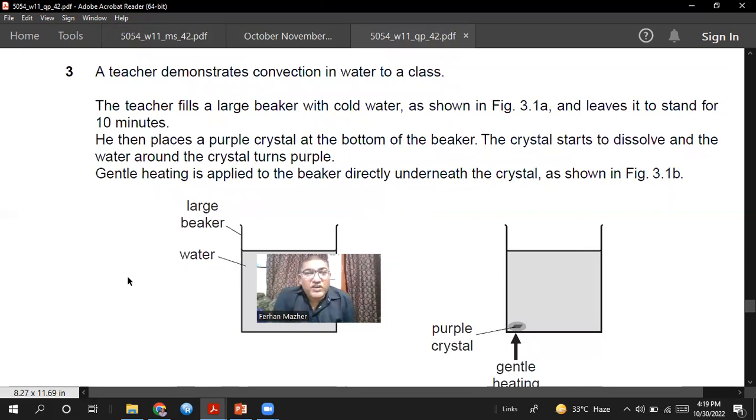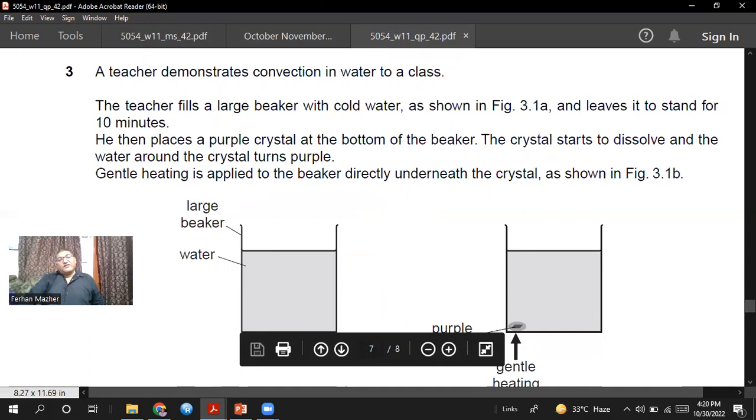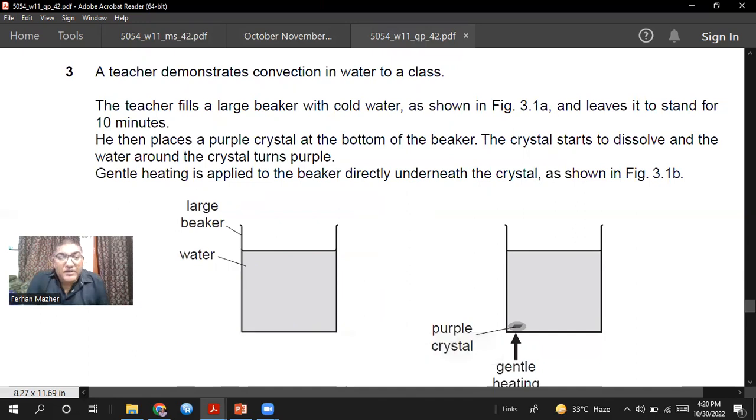A teacher demonstrates convection in water in a glass. The teacher fills a large beaker with cold water, as shown in figure 3.1a, and leaves it to stand for 10 minutes. He then places a purple crystal at the bottom of the beaker. The crystal starts to dissolve and the water around the crystal turns purple.